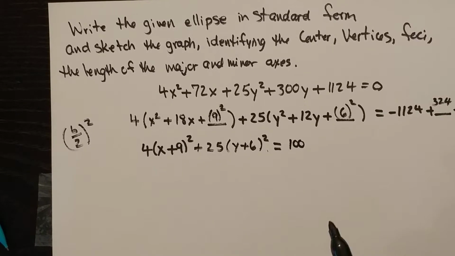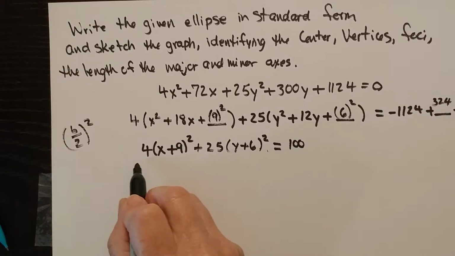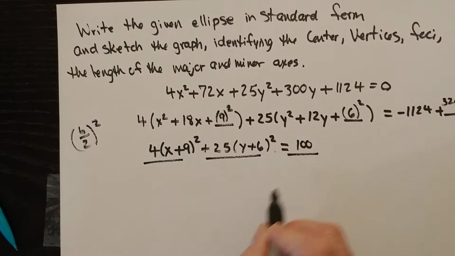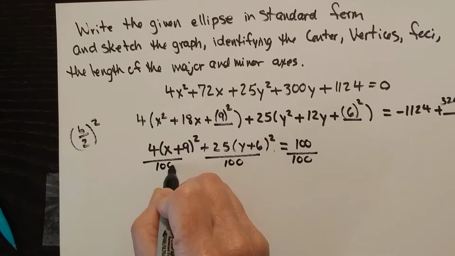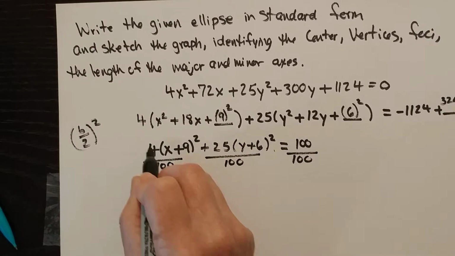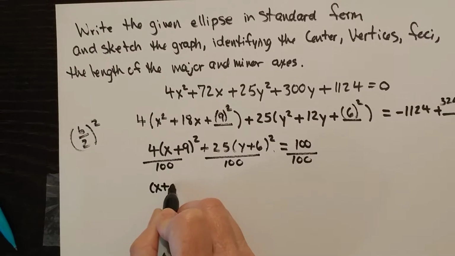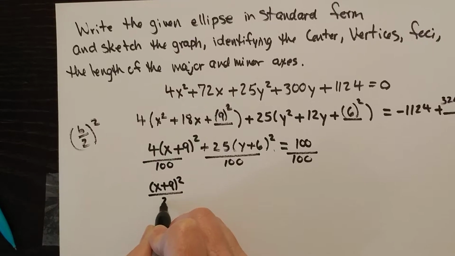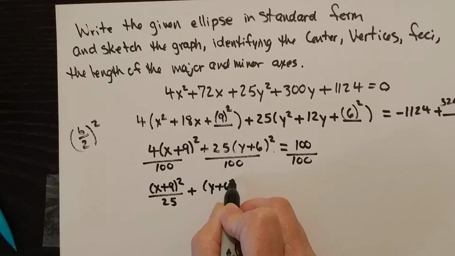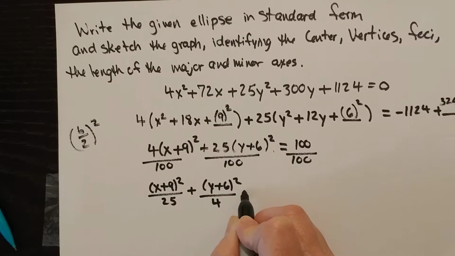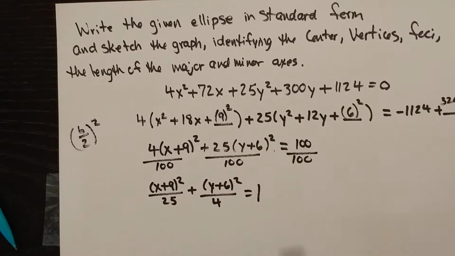So what we're doing is we're trying to get this ellipse in standard form. So now I'm going to divide both sides by 100 because standard form has a 1 on the right-hand side. I can simplify this fraction. This ends up being (x + 9)² over 25 plus (y + 6)² over 4 is equal to 1. This is the equation of an ellipse in standard form.